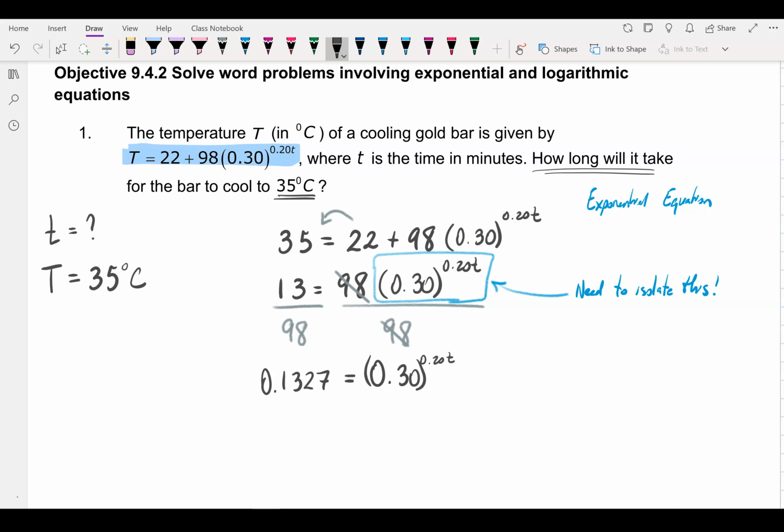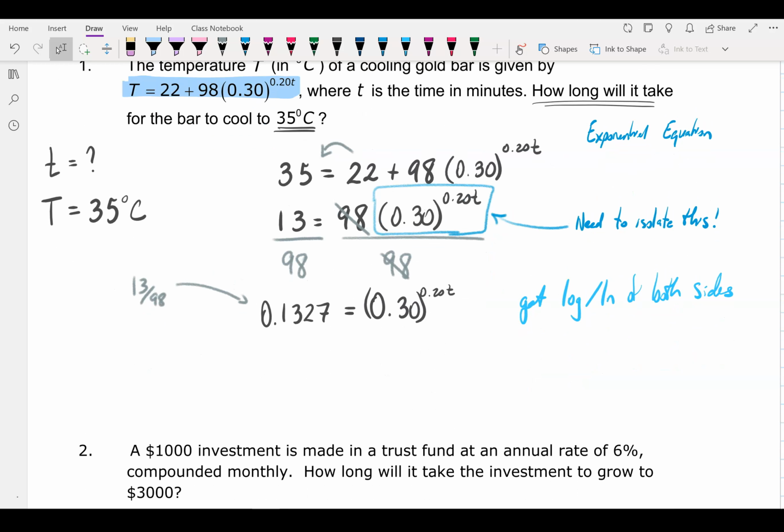On the left side, some students prefer to keep the fraction. There's nothing wrong with that. 13 over 98. You can keep it there as long as you like, but it's up to you. Now that we have the exponential term isolated, this term, do you remember what we need to do? We need to take the log of both sides. Doesn't really matter which one you go for. I'm going to go for the log, because I'm going to need to solve it, and let's see what we get. Why did I do the log? Because I want to bring this term down because of the power rule.